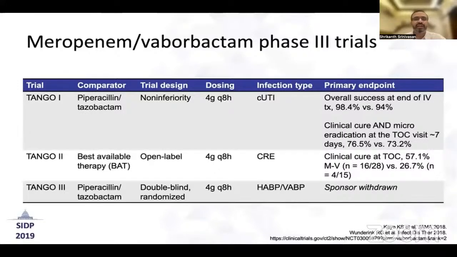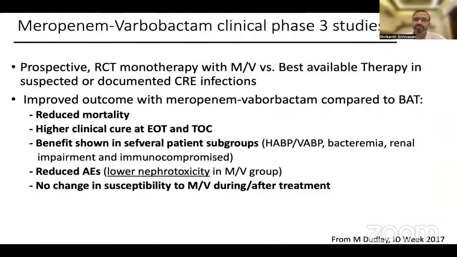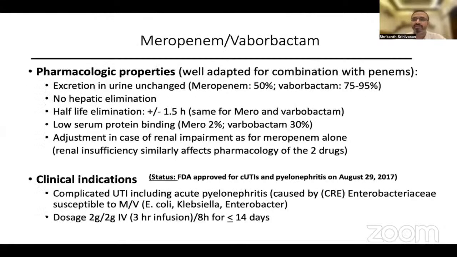These are the various trials, the TANGO 1, TANGO 2, TANGO 3 for the meropenem-vaborbactam combination. They were non-inferiority trials, which showed that there was better cure. When you compare it to best available therapy for documented or suspected CRE infection, it has reduced mortality, higher clinical cure, and reduced adverse effects, including lower nephrotoxicity, because colistin is associated with higher nephrotoxicity, but this has much lower nephrotoxicity, and no change in susceptibility during or after treatment. So there's no resistance per se so far to it.